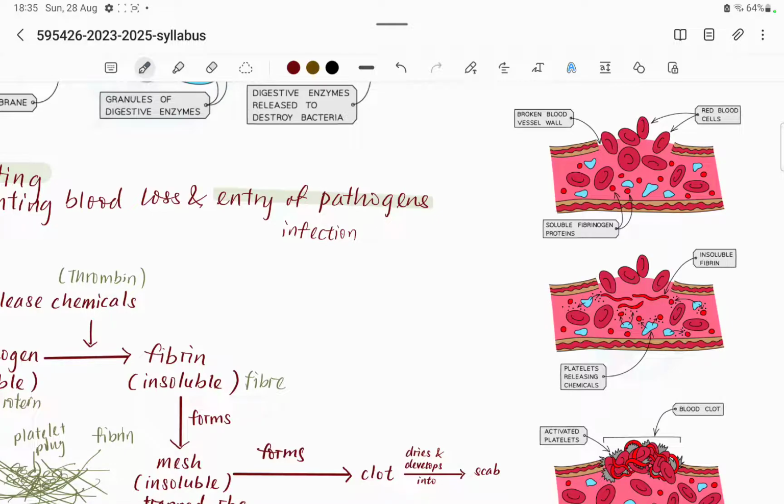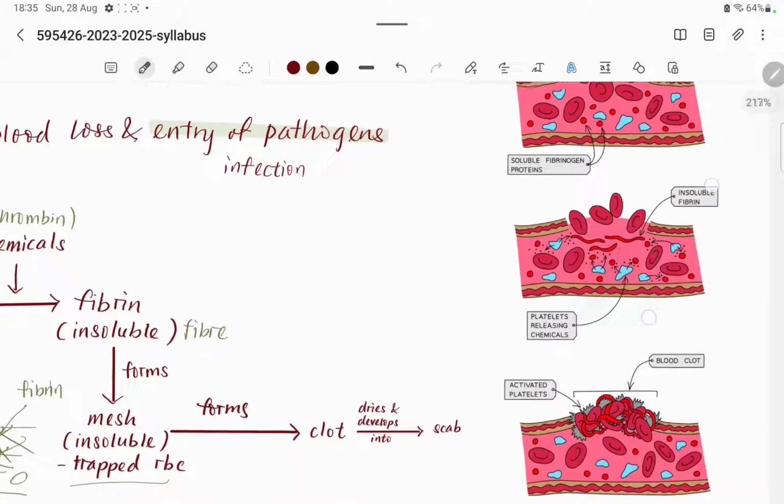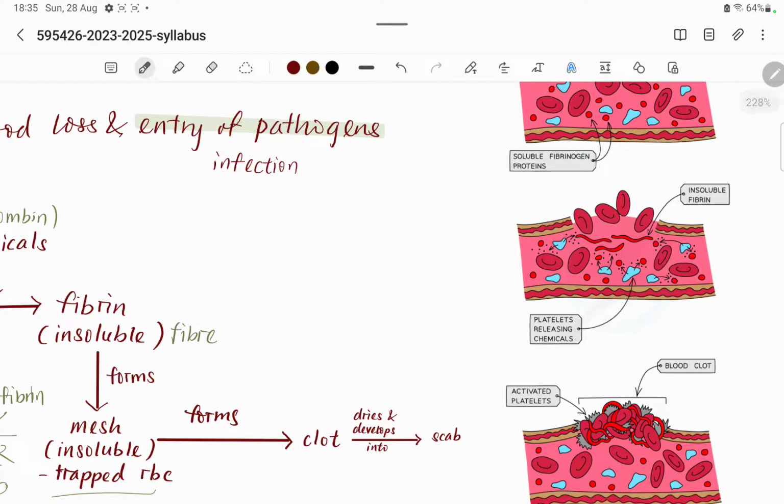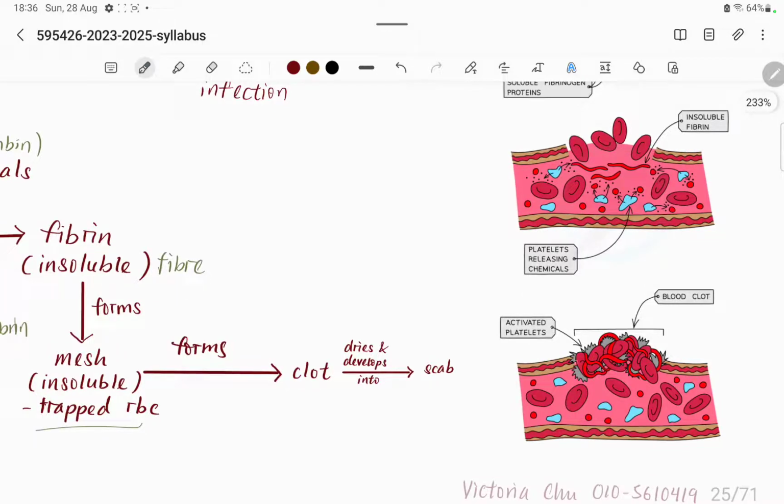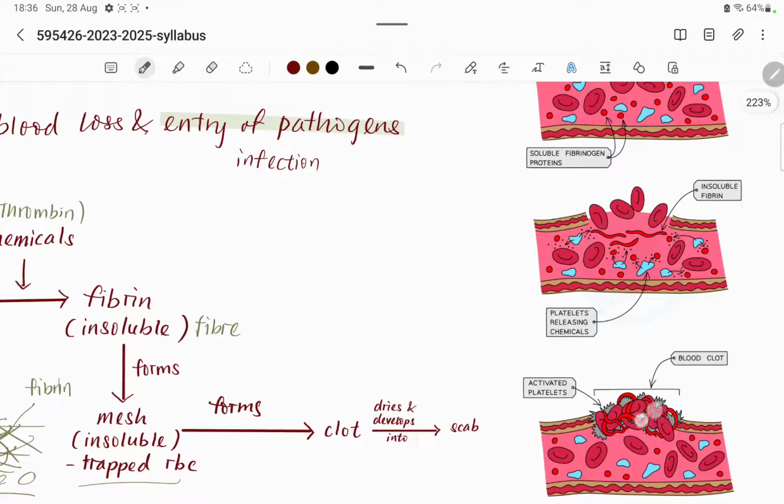Okay, broken blood vessel wall, red blood cells are flowing out, so platelets will release the chemical thrombin, and then the soluble fibrinogen will form fibrin. After that the fibrin will clot and block there, together with the activated platelets and the red blood cells that are clotted there. So that's all for chapter 9.